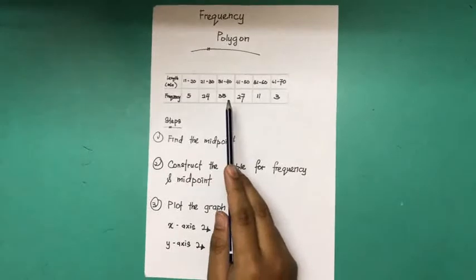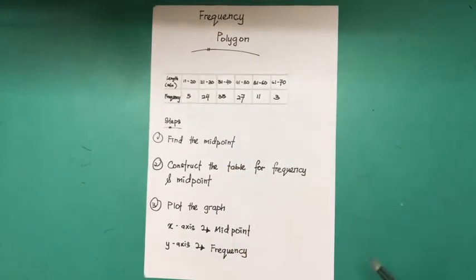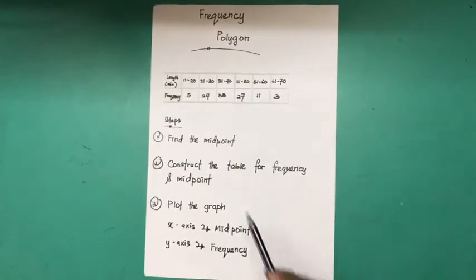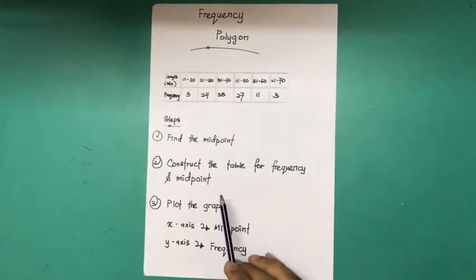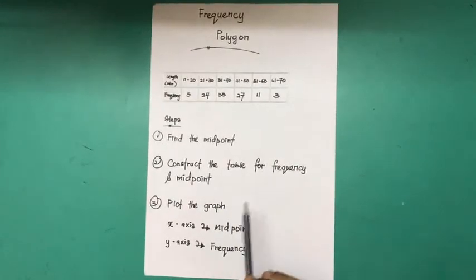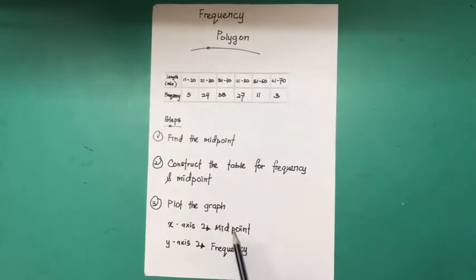These are the questions for the frequency polygon. There are 3 steps if you want to do the question. The first step, you have to find the midpoint. The second step, you have to construct the table for frequency and midpoint. And the last step, you have to plot the graph. In this graph, for frequency polygon, the x-axis is for midpoint and y-axis is for frequency.